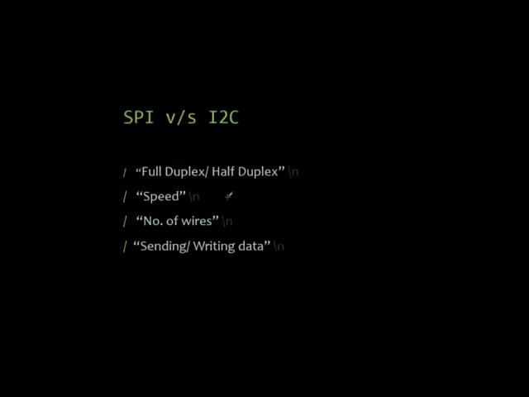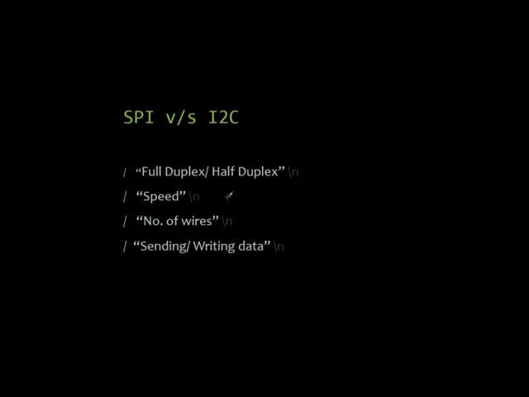So let us first study the difference between SPI and I2C. I2C is half duplex while SPI is full duplex. That is, in SPI we can read and write at the same time, but in I2C we can only perform read or write at one particular time.